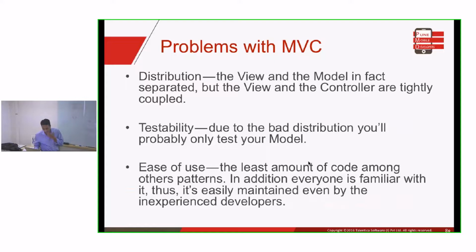So what are the problems with MVC? There are three things I'm going to use to explain the features of a particular design pattern: distribution, testability, and ease of use. Distribution tells you how distributed your code is across the whole app, the whole design you have created for the application. In this case, the view and model are in fact separated, but the view and controller are tightly coupled.